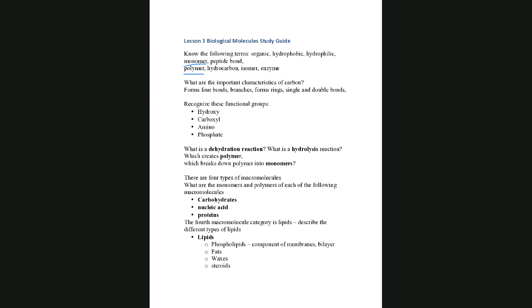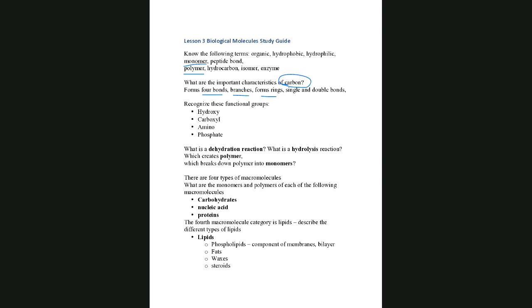Carbon is the building block, right, of the macromolecules of our cells. It's very versatile. My younger son used to like to build with all kinds of things. So carbon is like the ultimate building block because it forms four bonds. It can branch. It can make a straight chain. It can make a ring. It can make single bonds. It can make double bonds. So it's a very versatile atom.